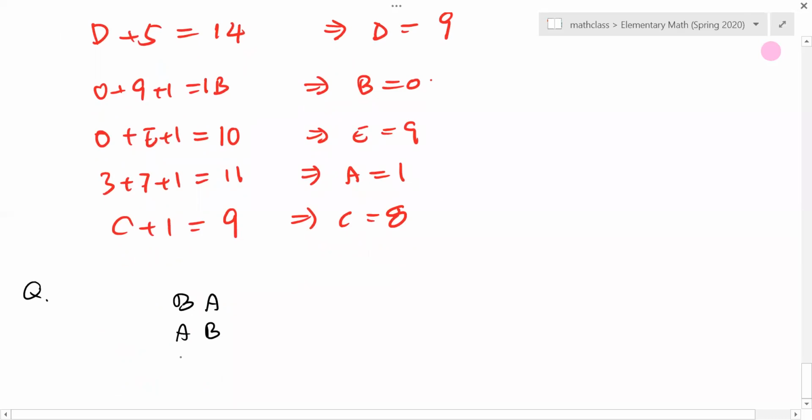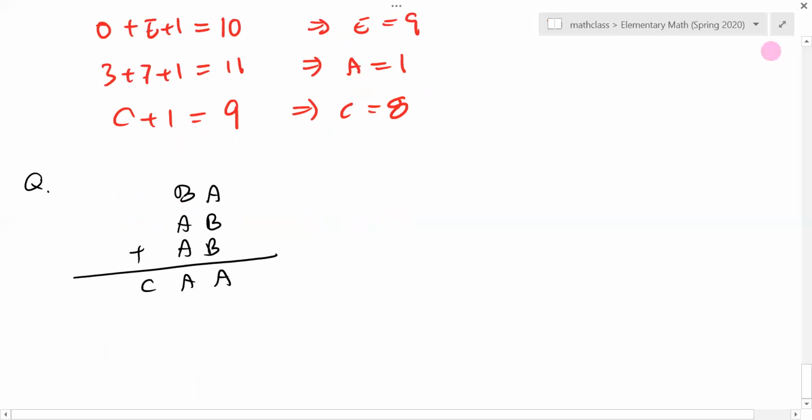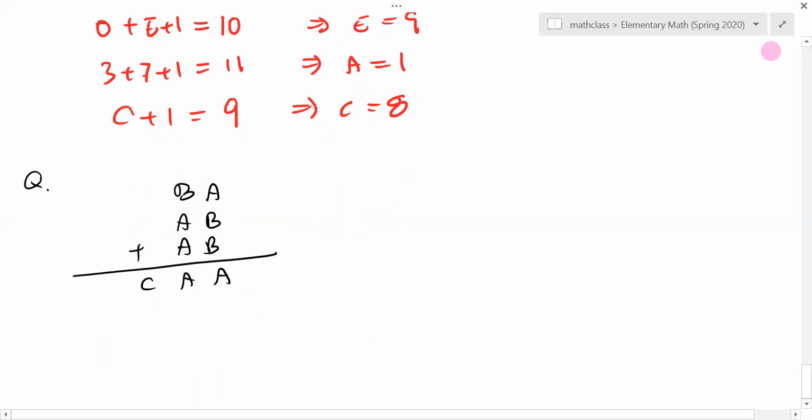AB and BA and AB, add them together. You get CAA, okay? Each letter represents 1 digit, okay? We have to find out one number first, okay? Then the remaining will be simple. If we can determine B or A, right? If you can determine one of them, then you can solve the problem, okay?